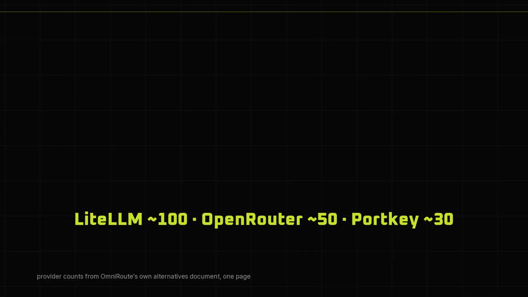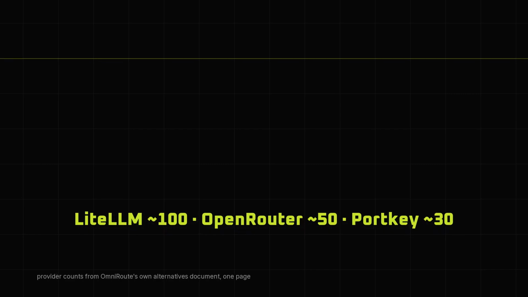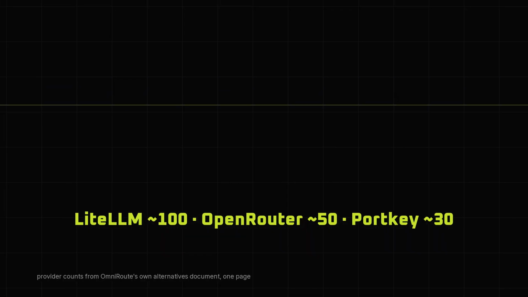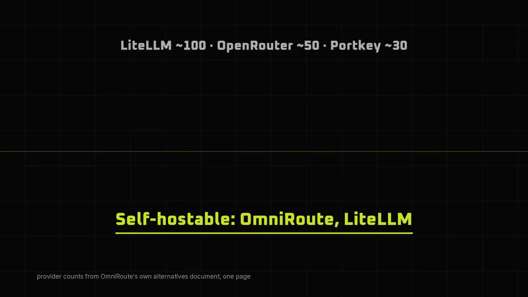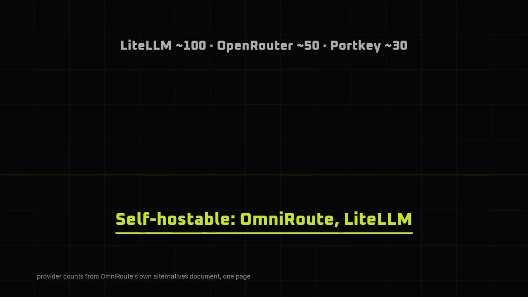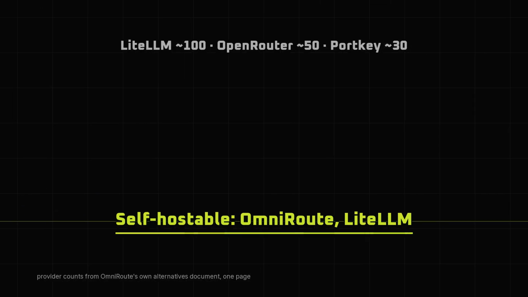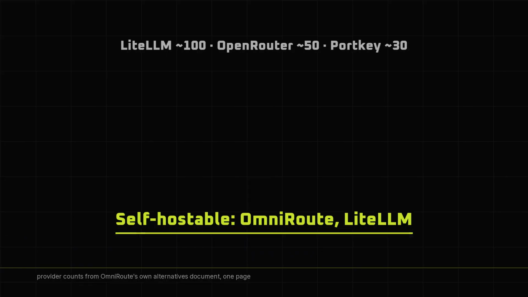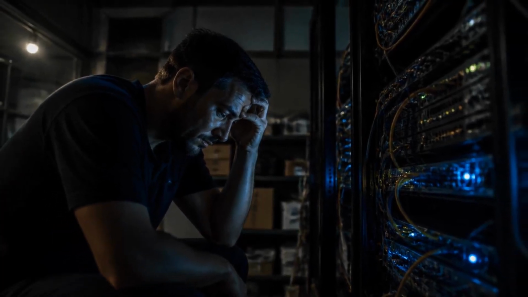Its own comparison table puts that provider count against roughly 100 for Light LLM, 50 for OpenRouter, and 30 for Portkey. Of that list, OmniRoute and Light LLM are the self-hostable ones. OpenRouter is not, and Portkey only on a paid plan. That is what the work buys you: a longer list and a router running on hardware you can walk over and unplug. None of that is free, though. It is just billed in a different currency.